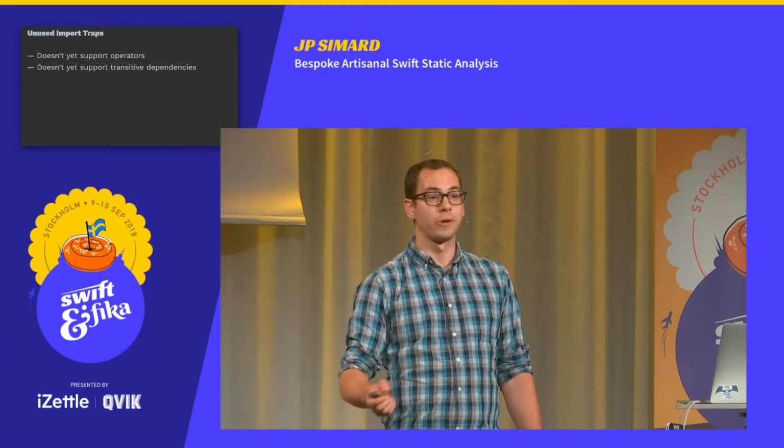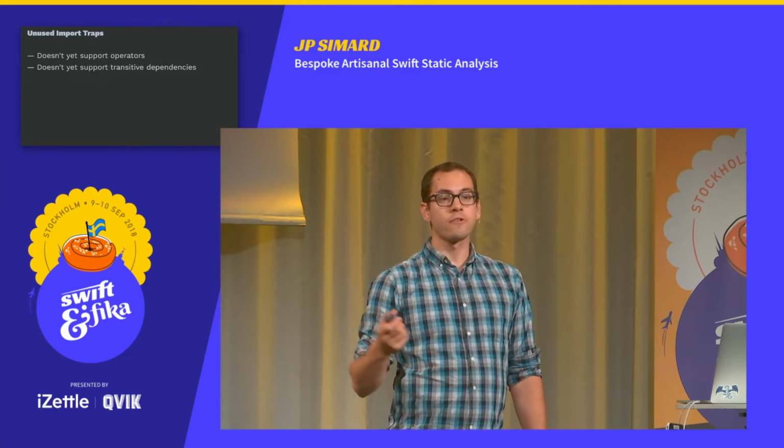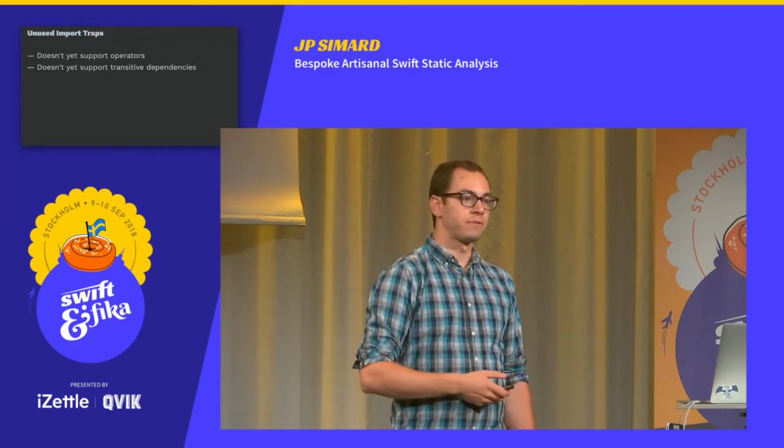Operators currently can't be queried for their USR, for their identifier. So if you're importing a framework and all you're using it for is an operator overload, then we won't detect that. That's a false positive. And then transitive dependencies too. So say you're importing UIKit, but really you're only using Foundation, which is transitively linked, right? UIKit links Foundation. Well then, automatically acting on these unused imports might not make your code compile, right? Because we're removing the UIKit import, but then you're missing a Foundation import. So there's a few issues with this as well. Just things to keep in mind, trade-offs when you're using tools like these.